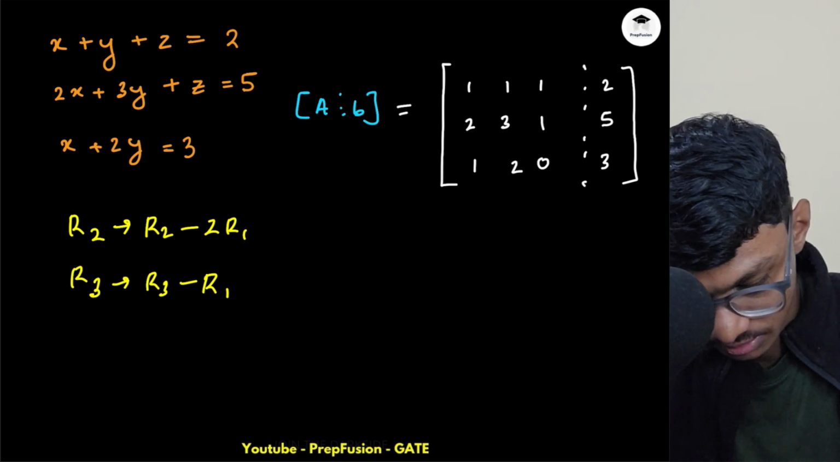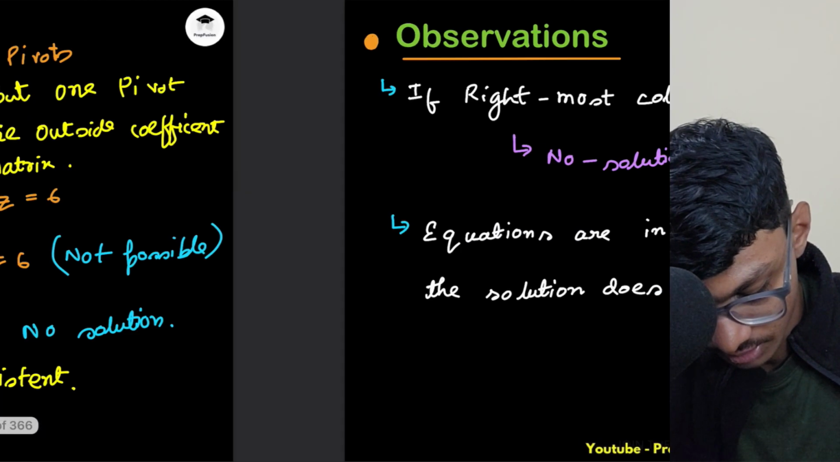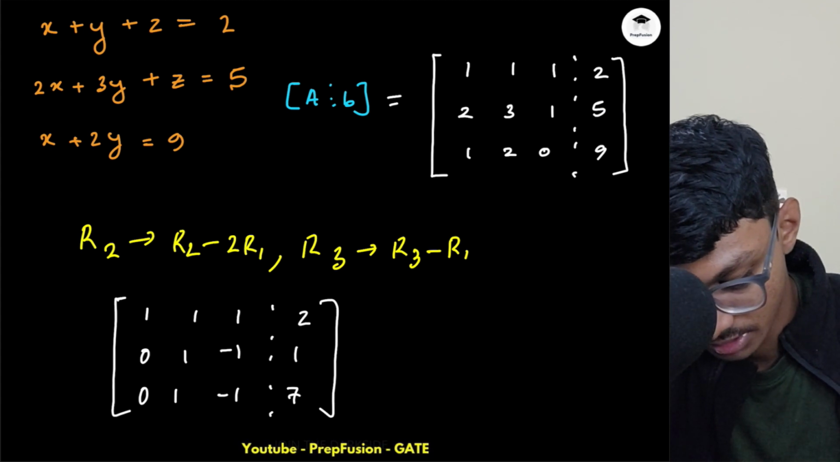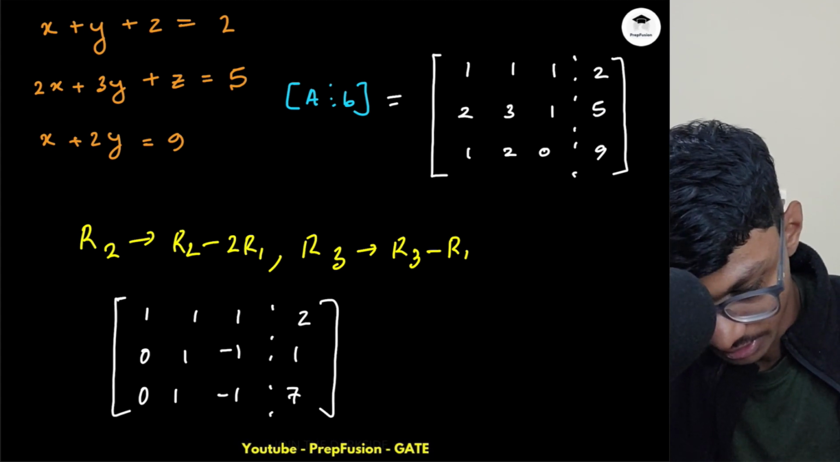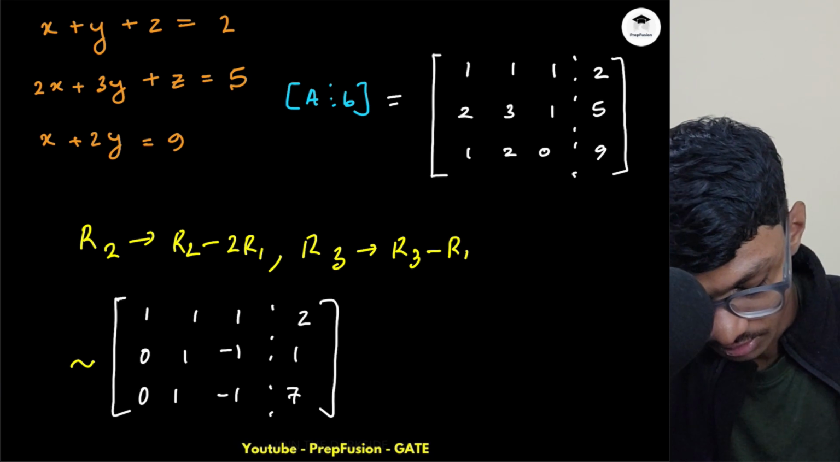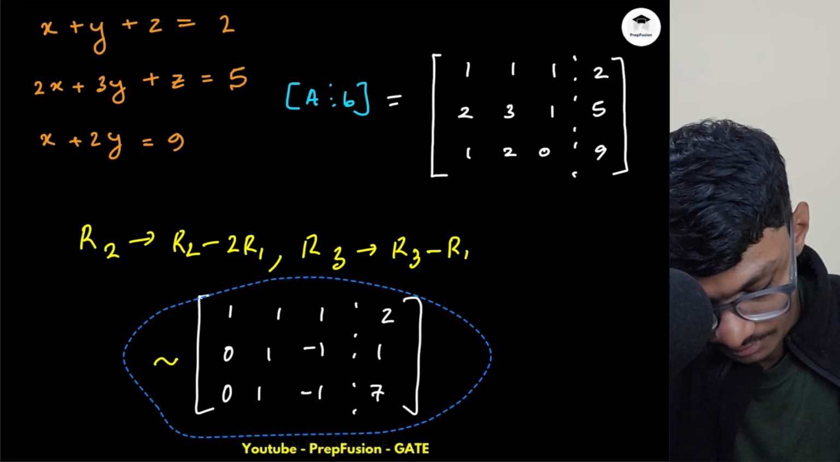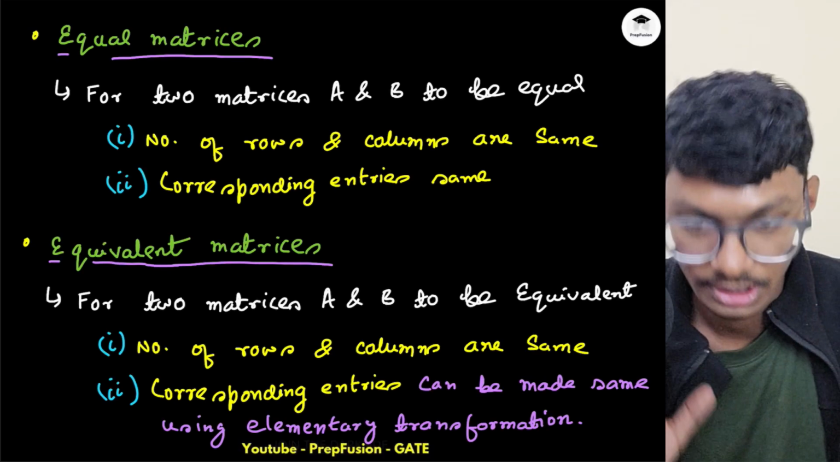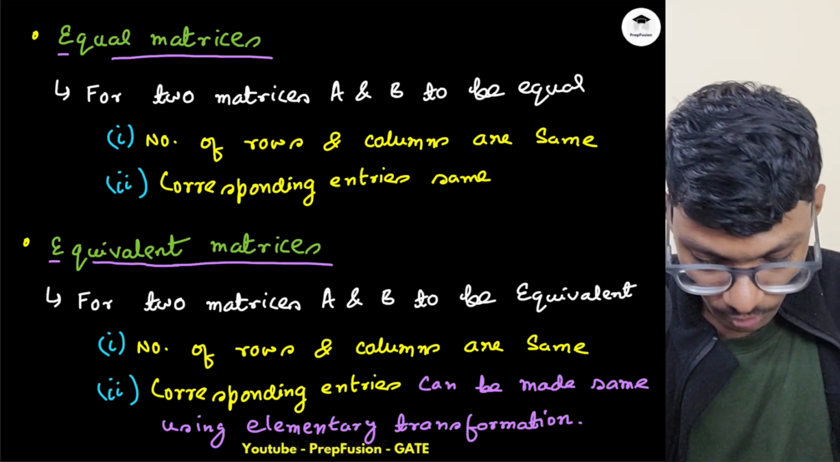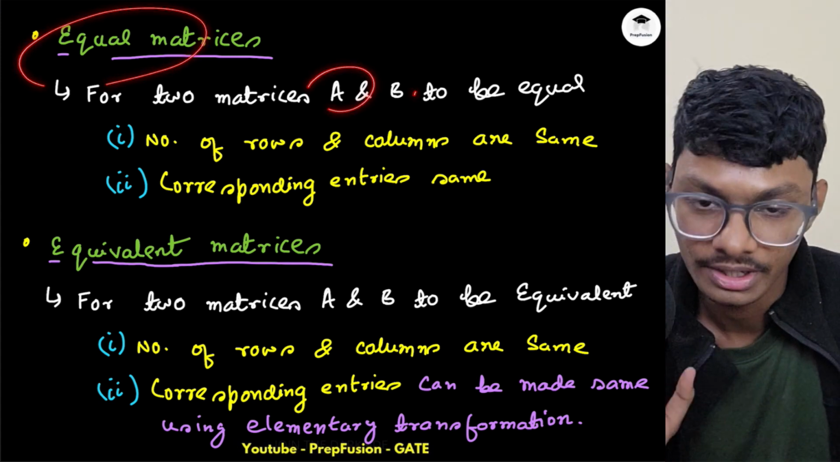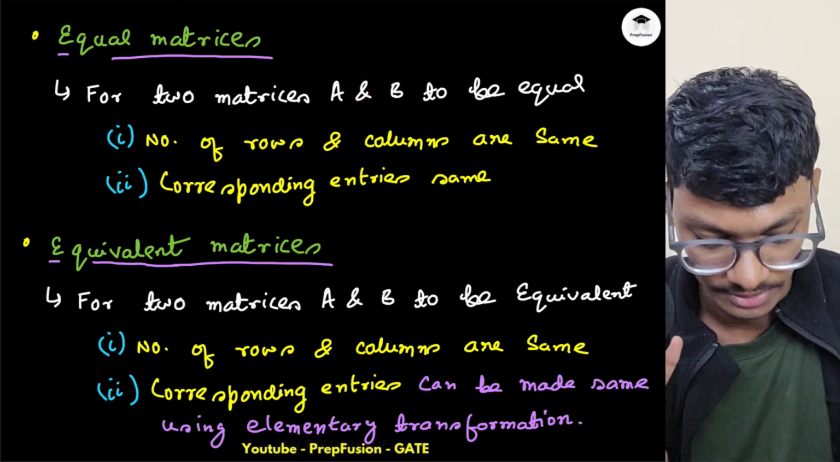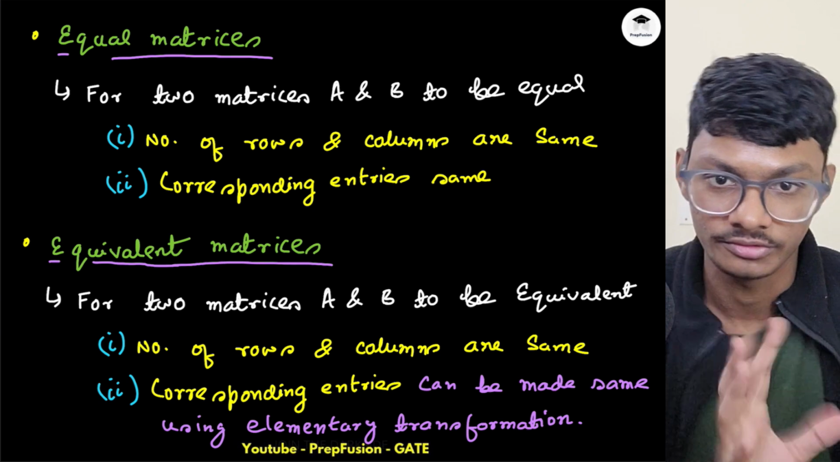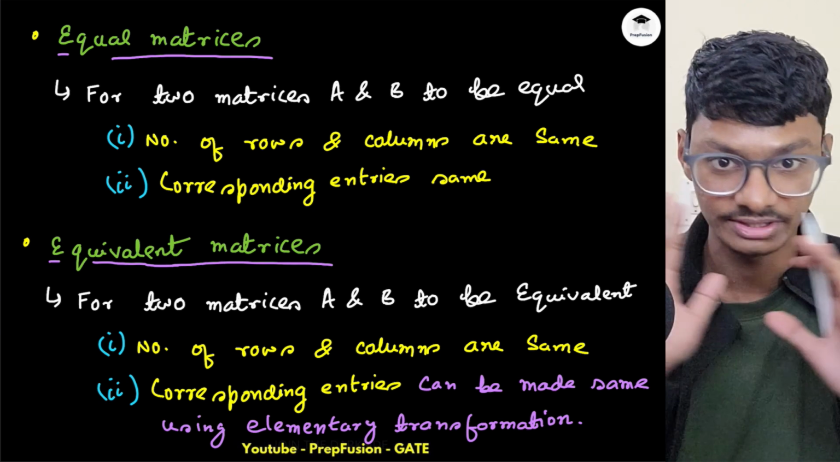What have I done here? Now, when two matrices A and B are equal, the number of rows and number of columns are the same, and all their corresponding entries are the same. Equal means everything is the same.